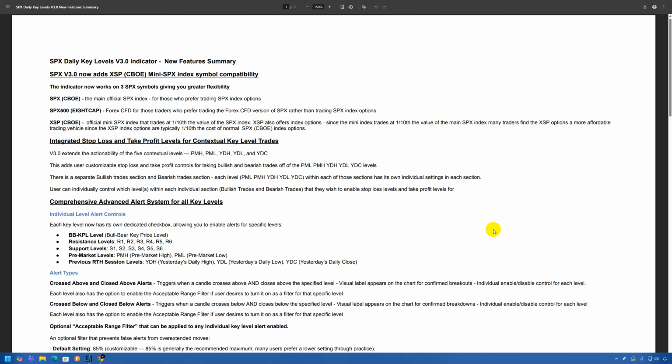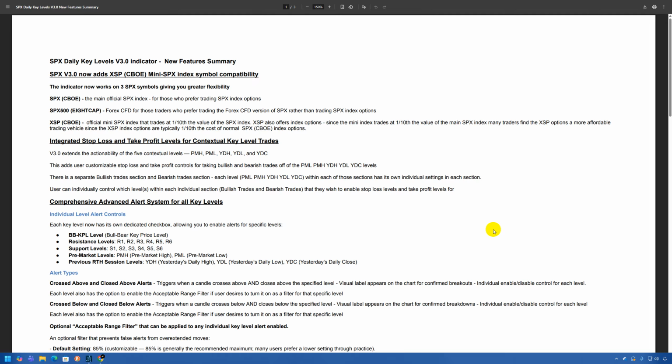Okay, first off, SPX V3.0 now adds XSP CBOE Mini-SPX index symbol compatibility. The previous version, V2.0, worked on two SPX symbols: the CBOE SPX, which is the main official SPX for those who prefer trading SPX index options, and the SPX 500 8-cap symbol, which is the Forex CFD version of SPX for those traders who prefer trading the Forex CFD versus trading SPX index options.